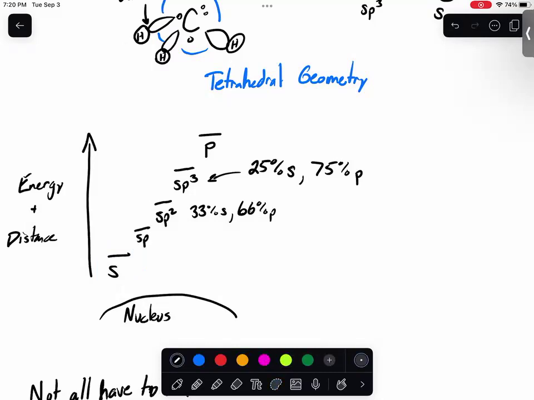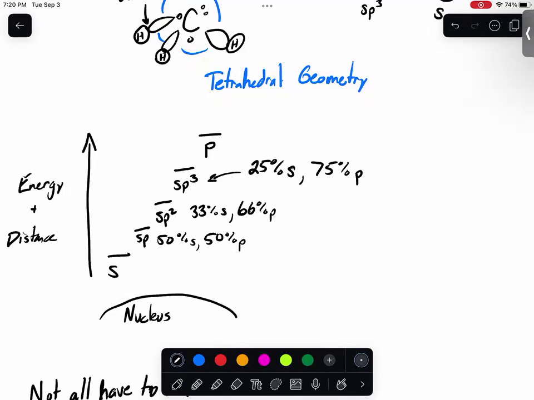Last but not least, we have our sp hybridized orbital, which is going to fall about halfway between an s and a p orbital, not drawn to scale, because this one is 50% s and 50% p, right? Because it has one of each in there. So this is our actual energy versus distance, for these different orbitals. The more s character an orbital has, the closer it is to the nucleus, and the more stable electrons will be in it, which is something that we're going to see in a little while.